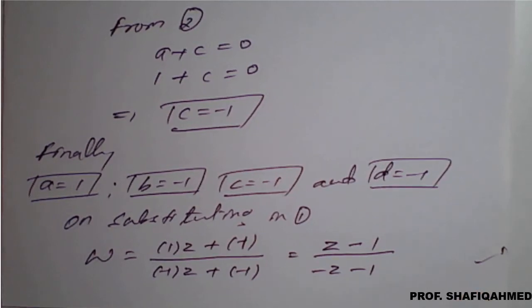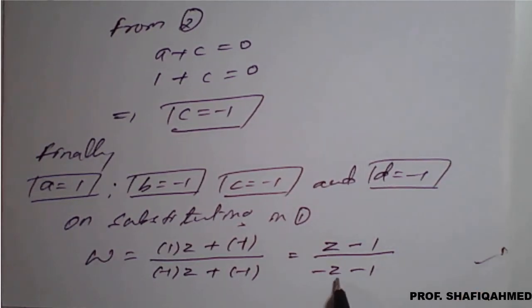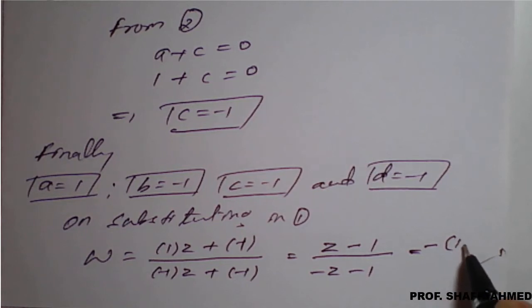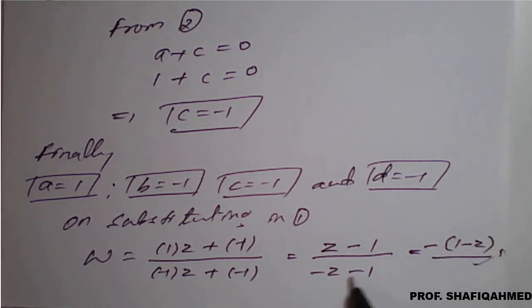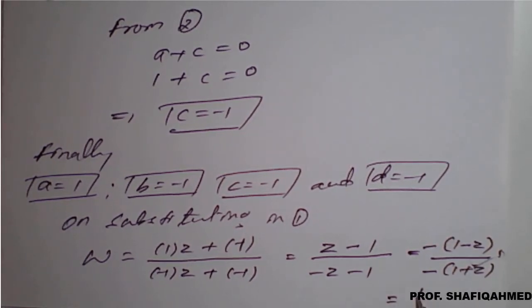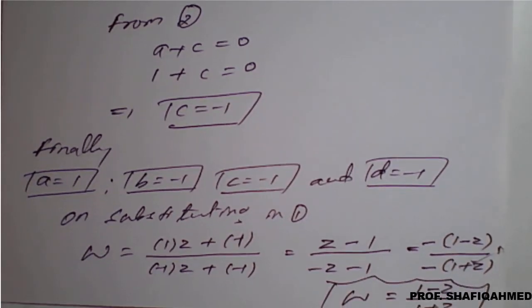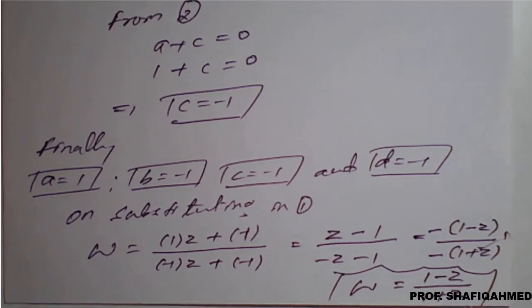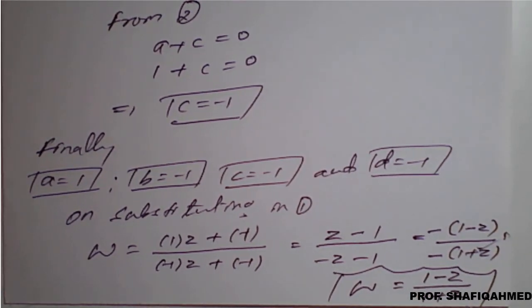Or you can rewrite this one as, if you take a minus sign common here and take minus sign common in the numerator, so minus of 1 minus Z divided by, if you take minus, it will become 1 plus Z, minus cancels. We get 1 minus Z divided by 1 plus Z. So this is nothing but the W value, which is purely in terms of Z.